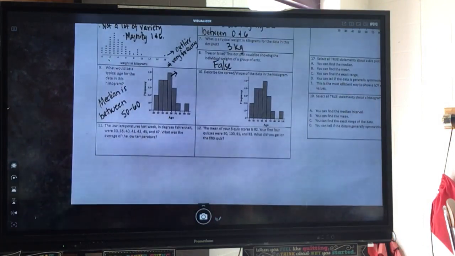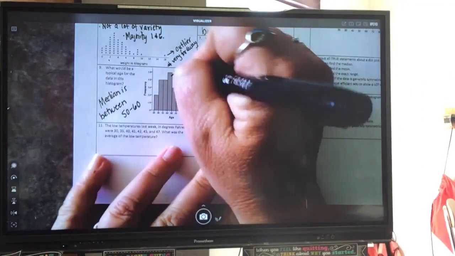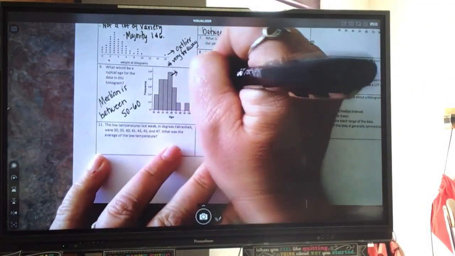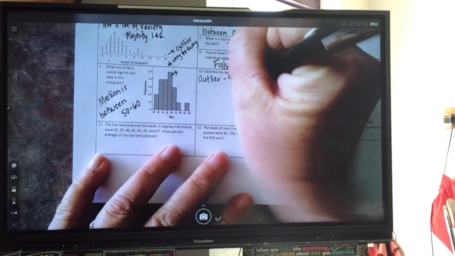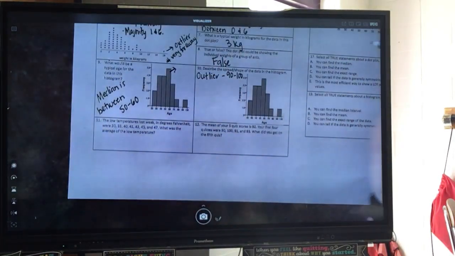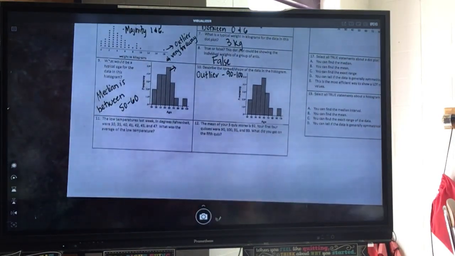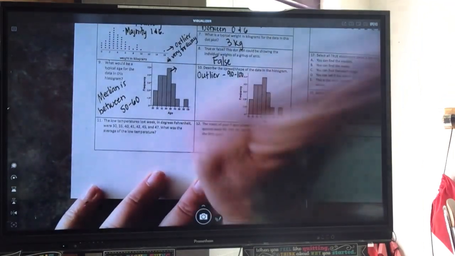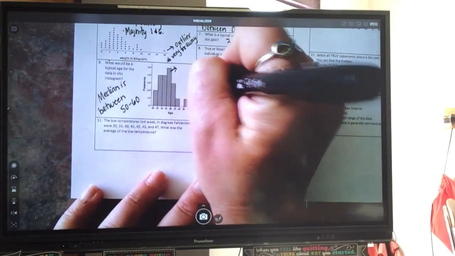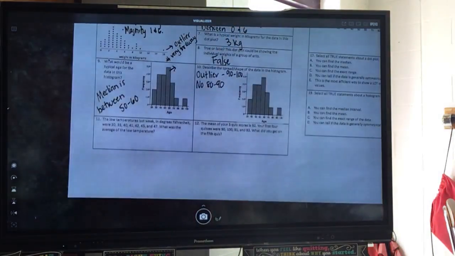So what do we notice about the spread or the shape? What do you guys notice? Lily? There's an outlier, which is 90 to 100, cut off from the rest of the data. Yep. Alright, what else do we notice? Notice the one from 80 to 90. Alright, what else do we notice?